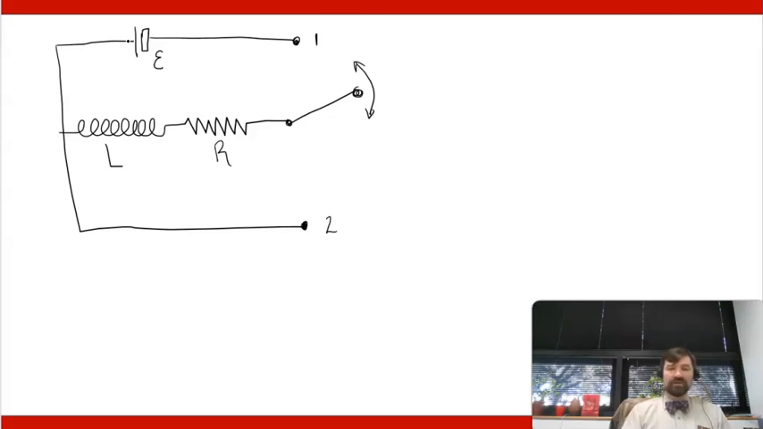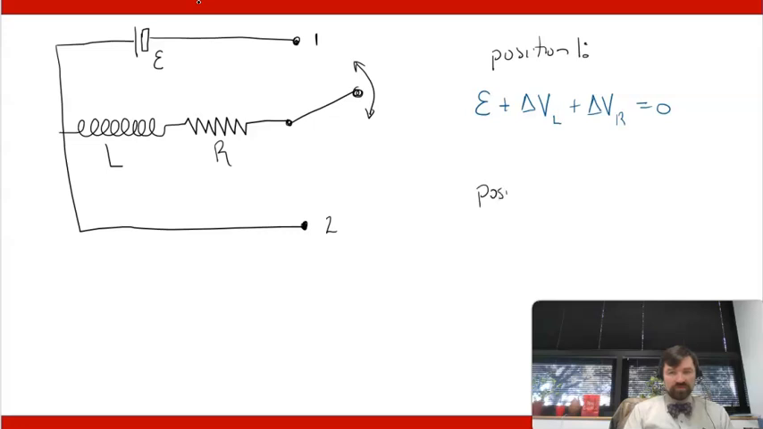So for example, position 1, our loop rule would look like the battery EMF minus, or plus really, the voltage drop across the inductor plus the voltage drop across the resistor equals 0. So that's the loop rule for position 1. For position 2, basically no battery present, your loop rule would just look like delta VL plus delta VR equals 0.